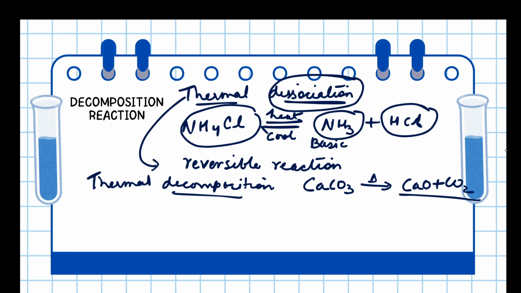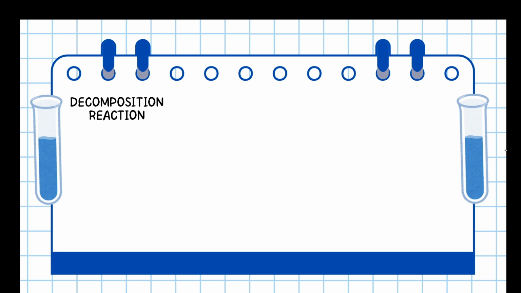So thermal dissociation reaction, the reaction is reversible, and this example is very important. Ammonium chloride decomposing to form ammonia and HCl. Ammonia is a basic gas, HCl is an acidic gas. Okay, so that will be the example which you will remember.